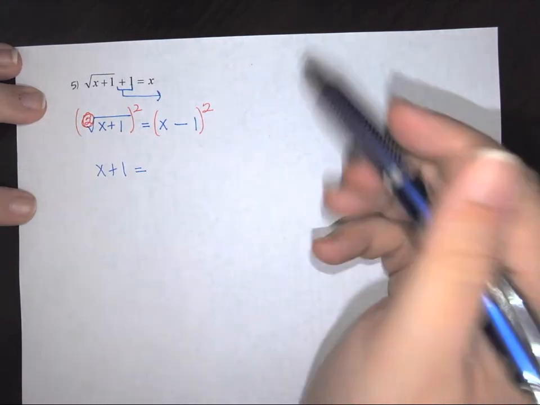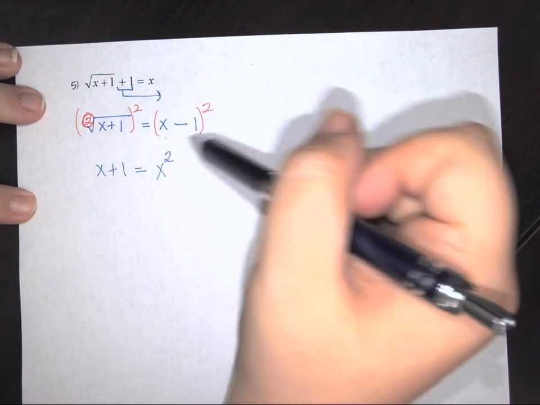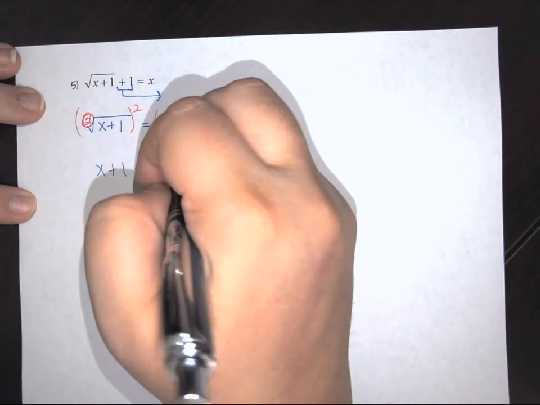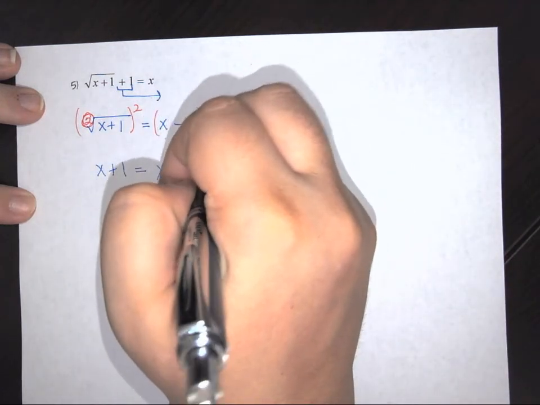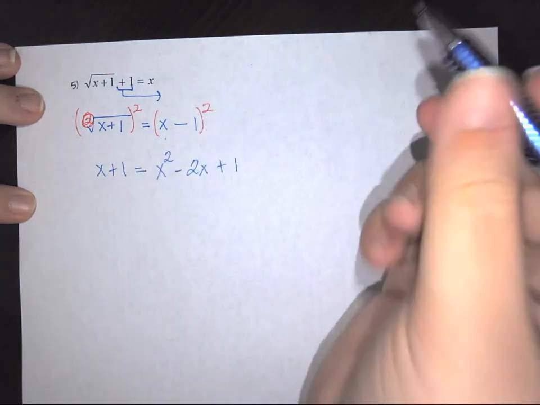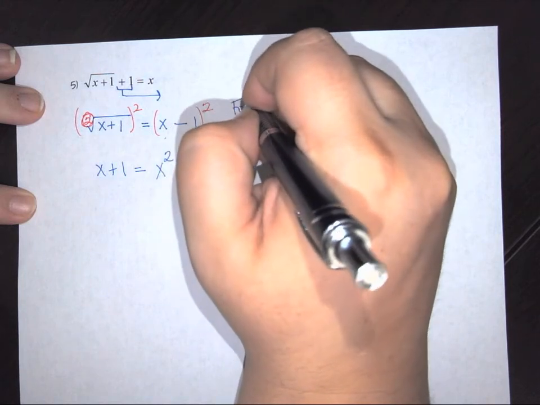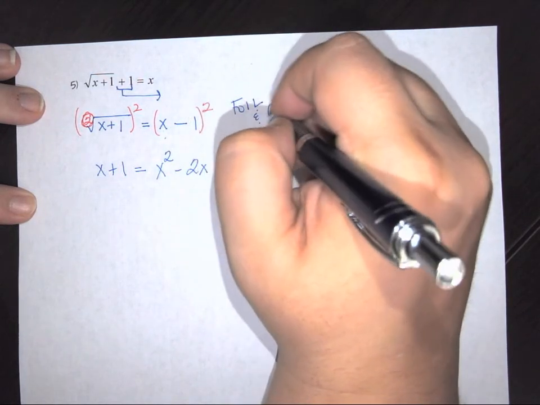And then when I square this side, x and x is x squared. I have x times negative 1, so this will end up being a negative 2x when I'm all said and done, and then plus 1. Okay. Remember, you have to FOIL and combine.